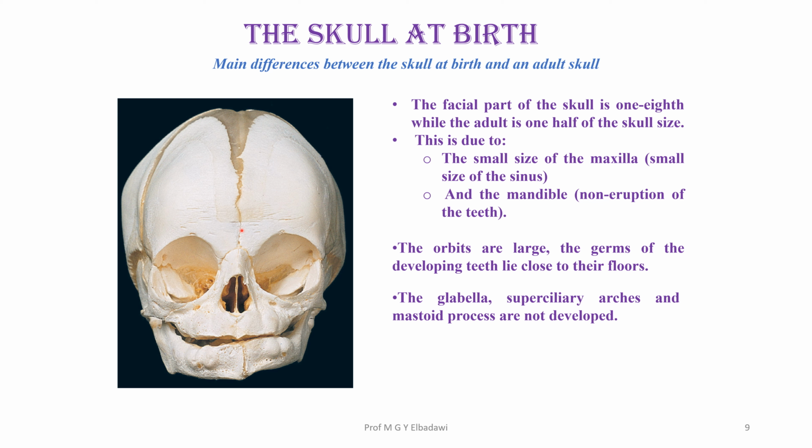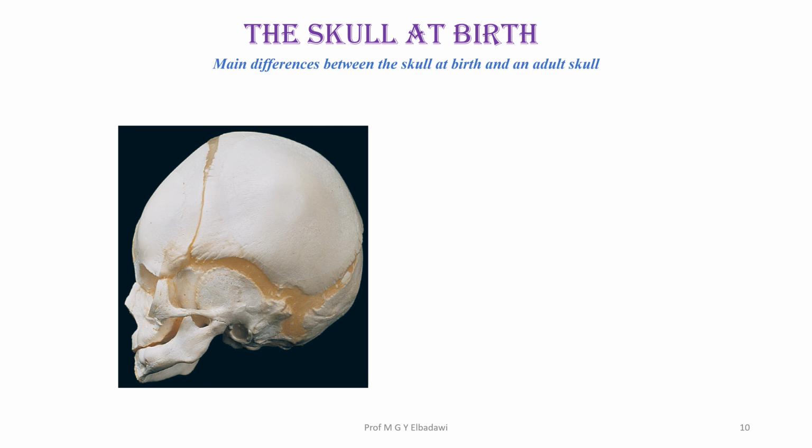The glabella, which is this part, and the superciliary arches, which is here, we see in the adult skull, and the mastoid process are not developed. So all these features, the superciliary arches, the mastoid process, the glabella, contribute to the small size of the face. The frontal and the parietal tuberosities are prominent, which I've seen in the previous figure, and that is the parietal and this is the frontal tubercles. As we said, this is the site of the center of ossification.